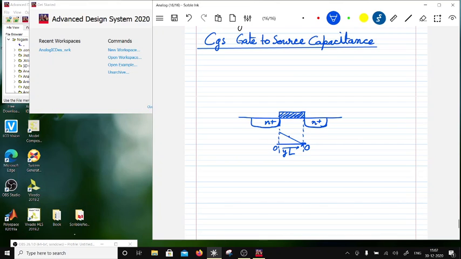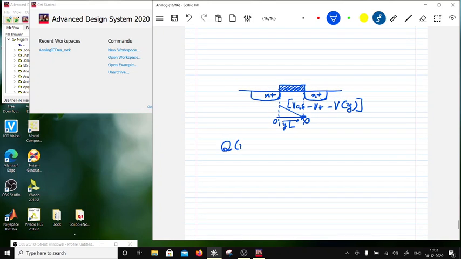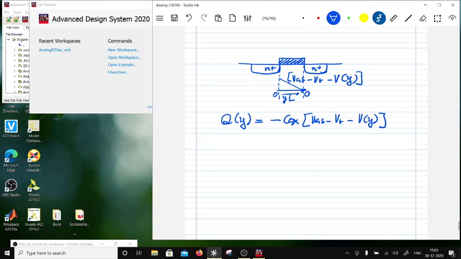At any point the voltage is going to be VGS minus VT minus V of Y. If this is the voltage, then the charge Q of Y as a function of Y would be equal to COX times VGS minus VT minus V of Y. If I want to find the total charge, it would be the integral from 0 to L of Q of Y dy, and on the other side, integral 0 to L of COX times VGS minus VT minus V of Y times dy.